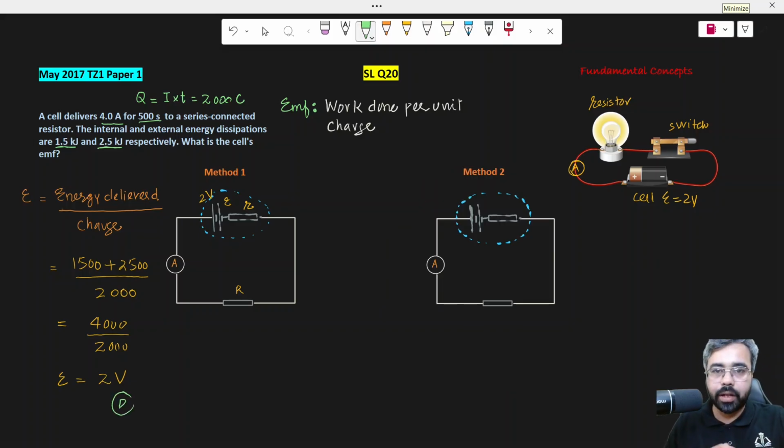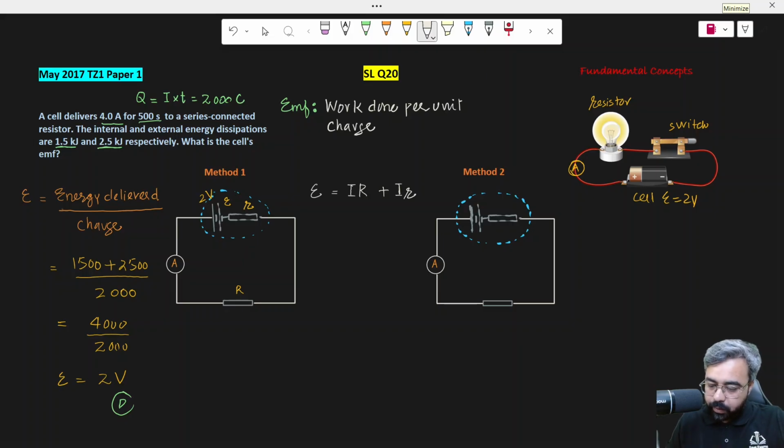Now let's talk about method 2. Let's start from the law of conservation of energy. You know that the cell is the main component delivering energy to the circuit, and the external and internal resistors are the ones dissipating and consuming energy. If you follow the law of conservation of energy, after a few steps you will see that the EMF of a circuit can be written as the potential difference across the external resistance plus the potential difference across the internal resistance. I'm sure you already know this equation.